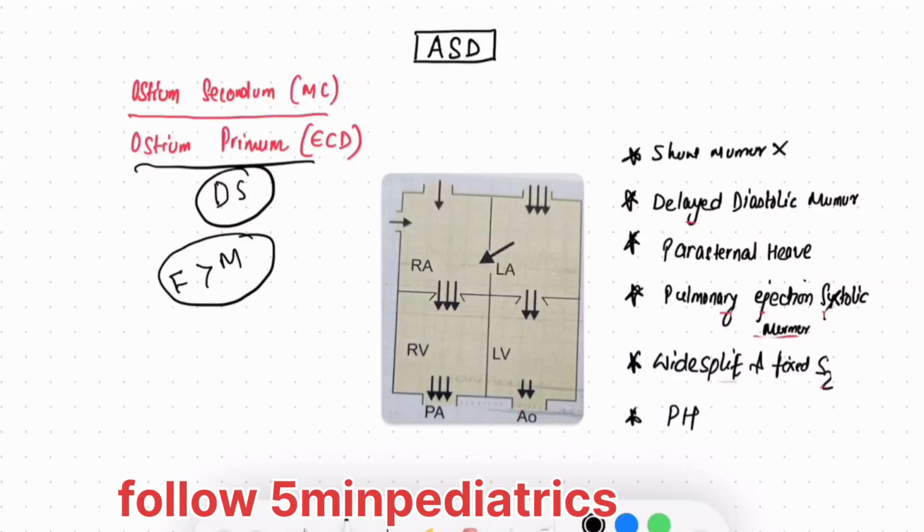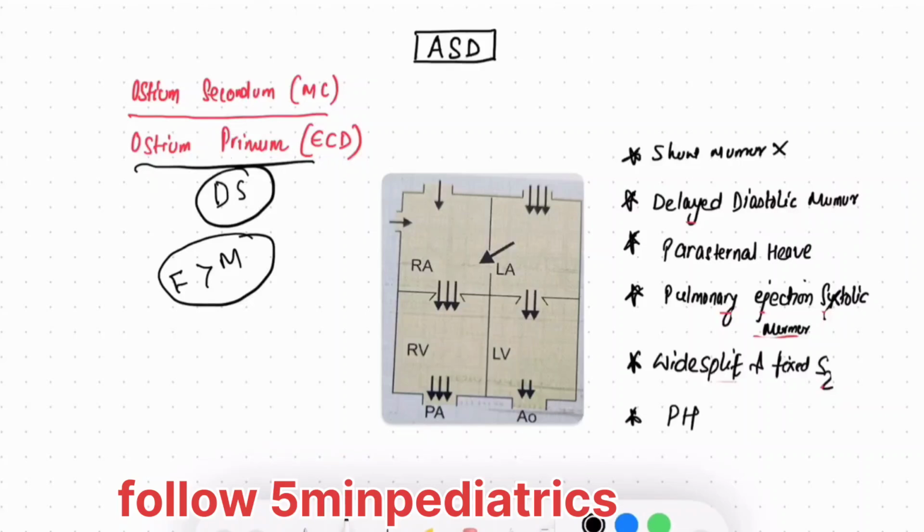Now ASD is more common in female than male. So some syndromes you have to remember. First of all, Holt-Oram syndrome, Down syndrome, Ellis-van Creveld syndrome, thrombocytopenia-absent radius syndrome, what we call TAR syndrome. So these are some syndromes that are commonly associated with ASD.